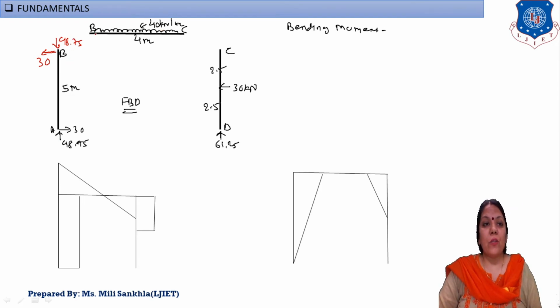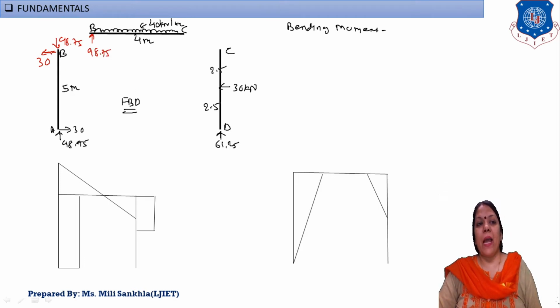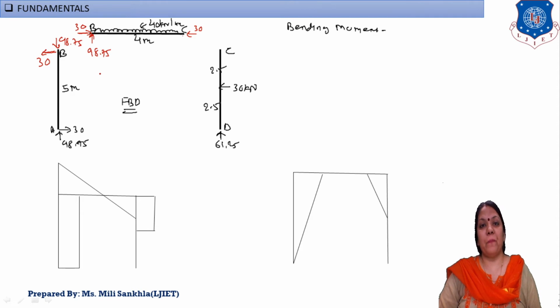98.75 in down direction, so next 98.75 in up direction. Okay, and this 30 kilonewton acts in left direction, so here I mention this 30 in right direction. Now my joint is also balanced. Turn for C joint. This load, the actual force, acts in right direction, so here I mention this will act in left direction.